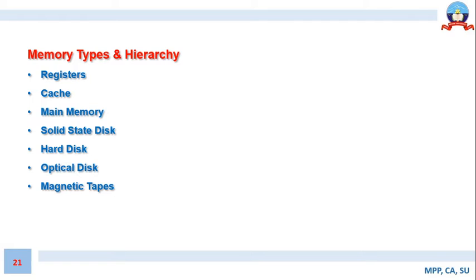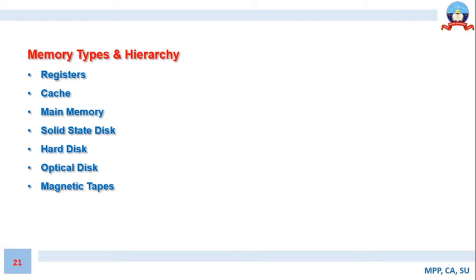Then you have the secondary storage devices. You have solid state disk, hard disk, optical disk, and magnetic disk. These are storage devices that use different technologies in order to store data. So these are the various types of memory that you can have in a computer system. We'll learn about each of these types of memory in greater detail.